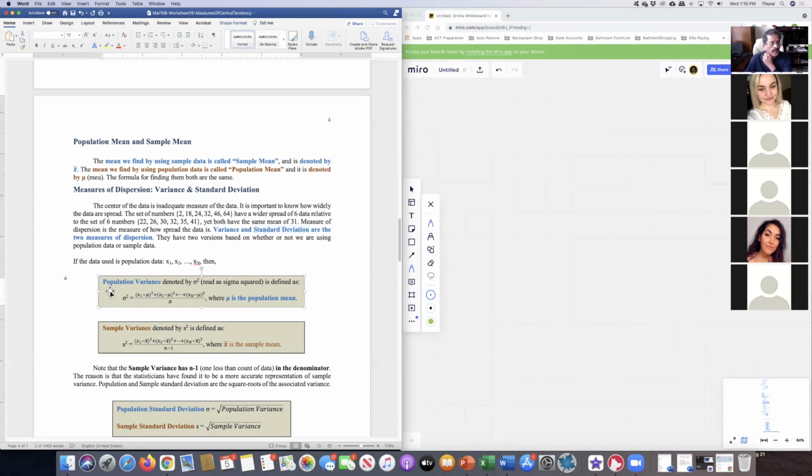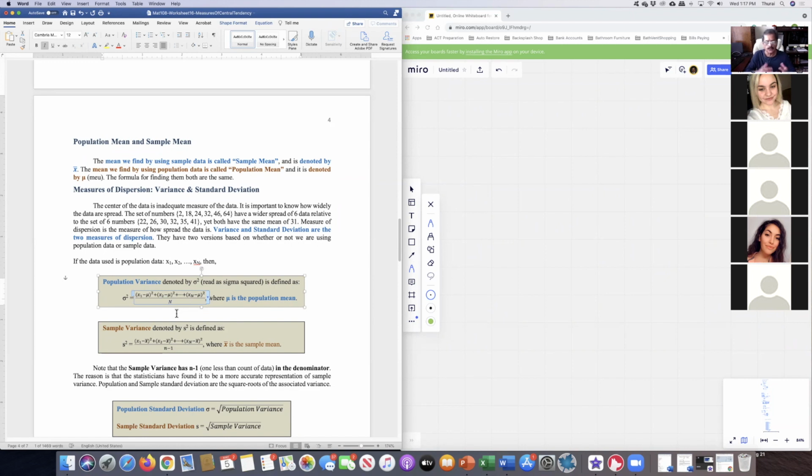If it is the population mean that you have, we call that mu. Then what you need to write is the difference between the first data and the mean, and you need to square it. Difference between the second data and the mean, square it. And go all the way to the last data minus the mean, square it. And then divide it by the total count of the data. N represents the total count of the data.